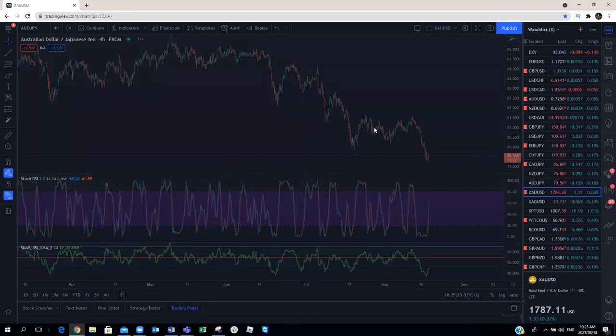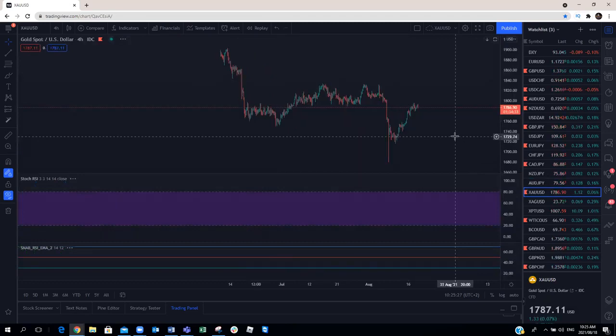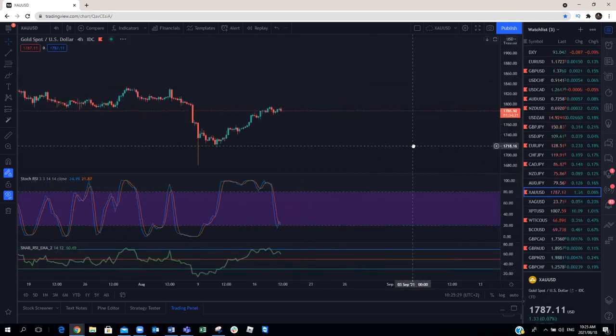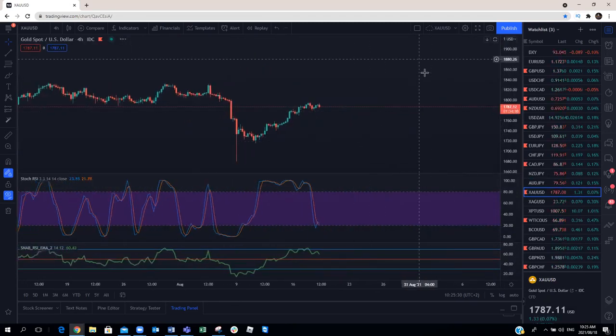Gold on the 4-hour is still bullish as far as the RSI is concerned. We are here, so we can get something like this on gold. We should still see a bit more upside.